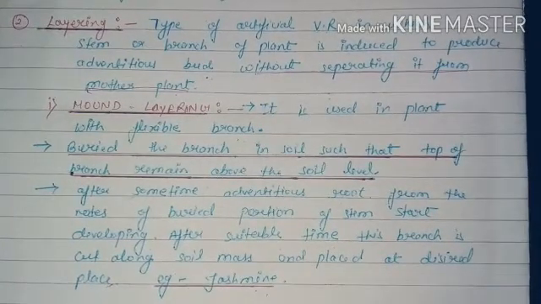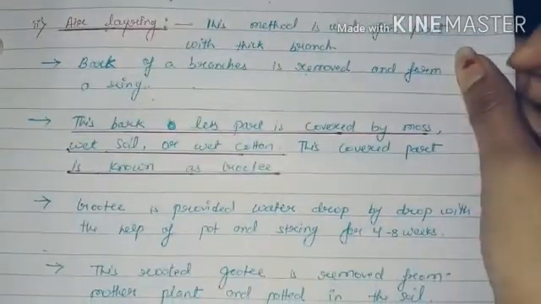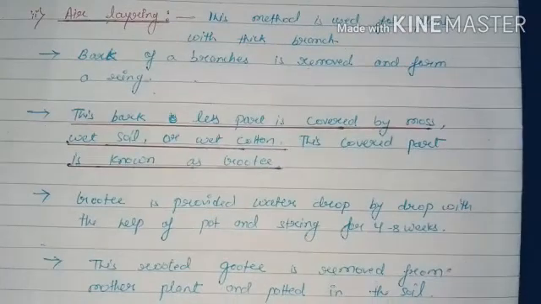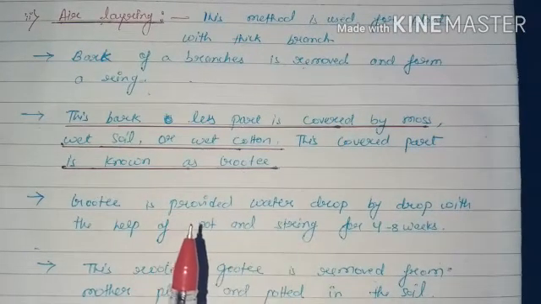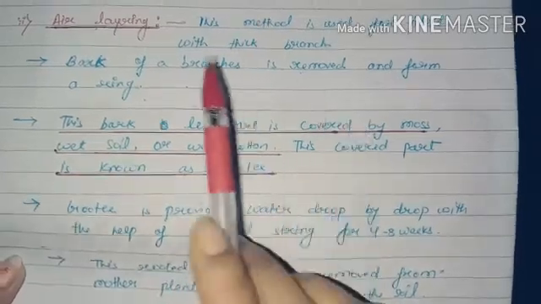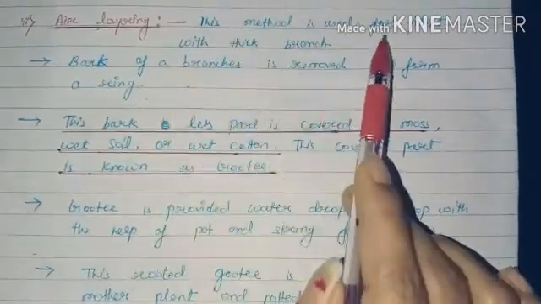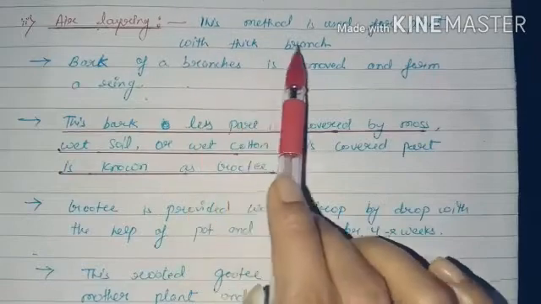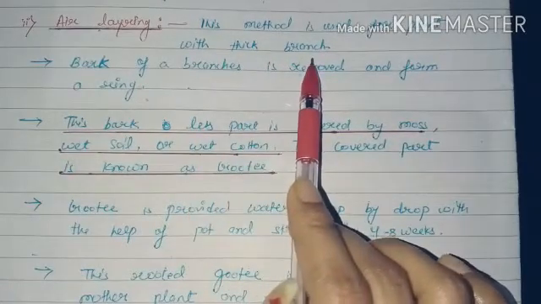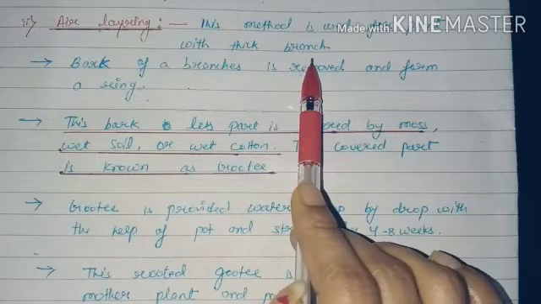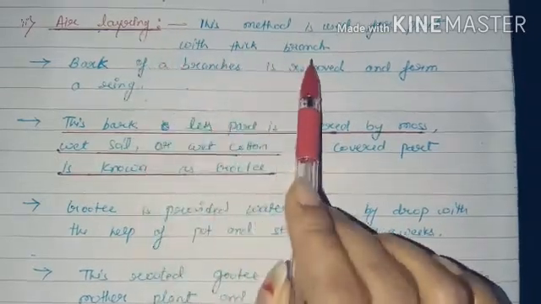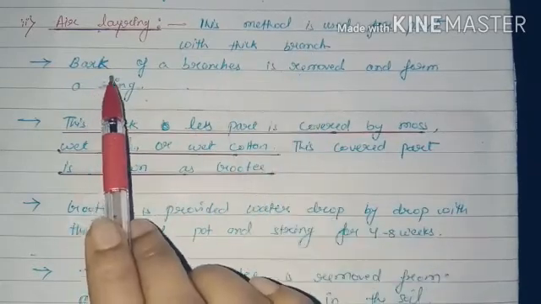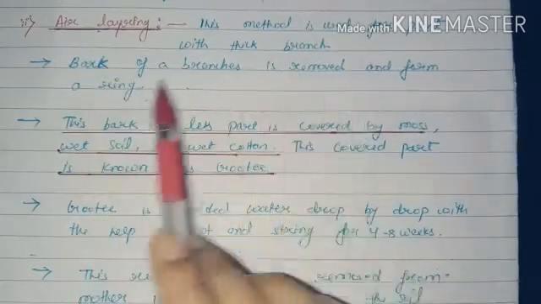Okay, now the next one is air layering. First you have to see this, and later I will explain with the help of a diagram. Air layering is used for plants with thick branches. The difference: mound layering is used for flexible or soft branches, and air layering is used for thick branches. Okay, first point, the bark of the branch is removed to form a ring.